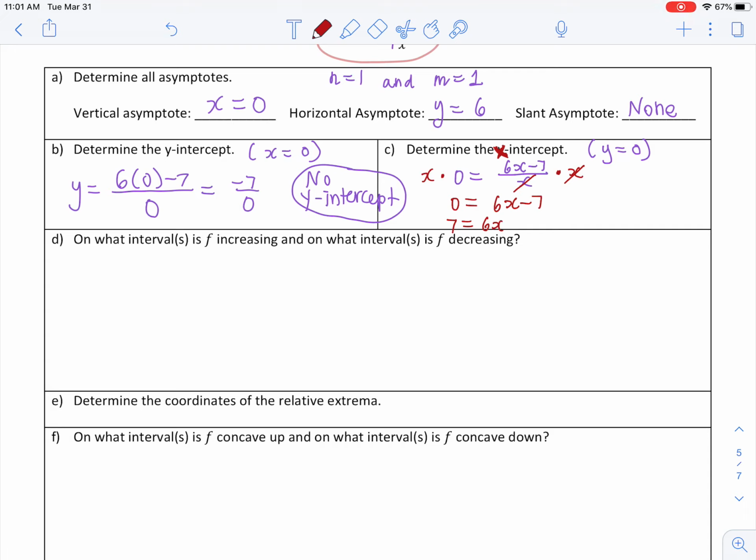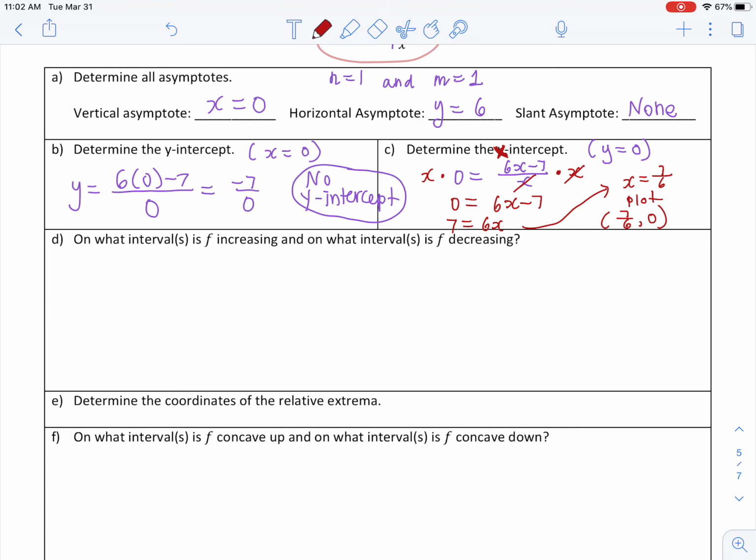Add 7 to both sides. You get 7 equals 6x. That means we have an x-intercept at x equals 7 over 6. So later you will plot 7 over 6, comma, 0 on this graph. Not the nicest point, but it's okay. We can just plot something slightly over 1 and call that 7 over 6.